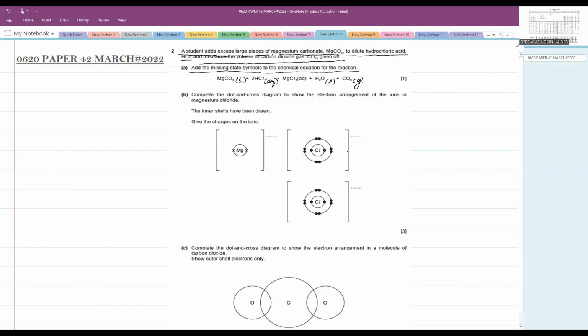Part B. Complete the dot and cross diagram to show the electronic arrangement of the ions in magnesium chloride. The inner shells have been drawn. Give the charges on the ions. You have to show all the outer valence electrons of both magnesium and chloride ions. You will show the 8 outer electrons of the magnesium ion with crosses and place +2 or 2+ like this.